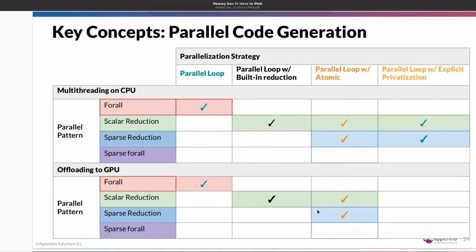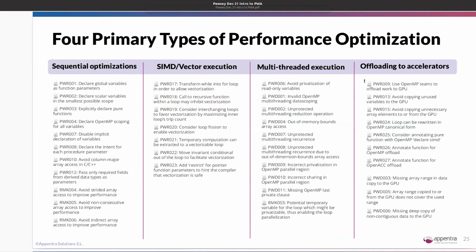These are some of the different parallelization strategies that we have implemented. We have different ways to privatize variables, either implicitly, using built-in reductions if your code is performing a reduction, or even atomic. We have different degrees of support, but I will be skipping this.